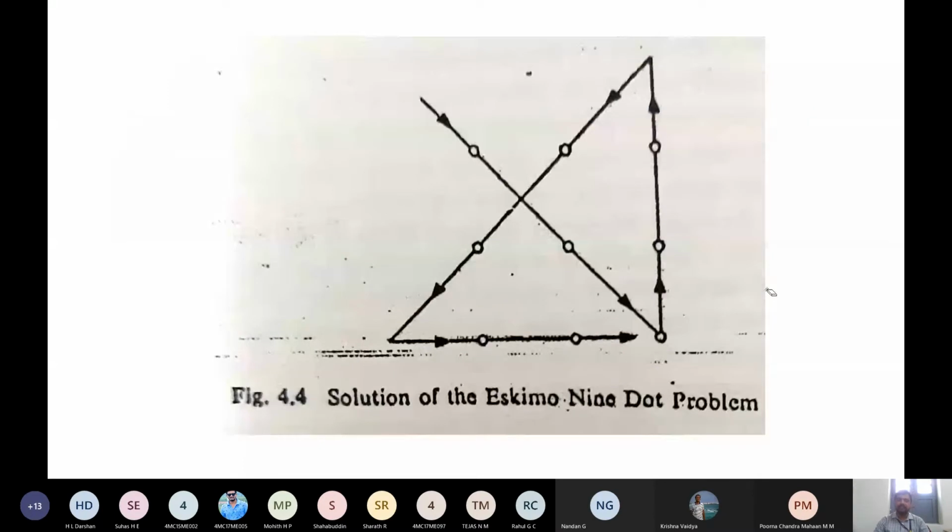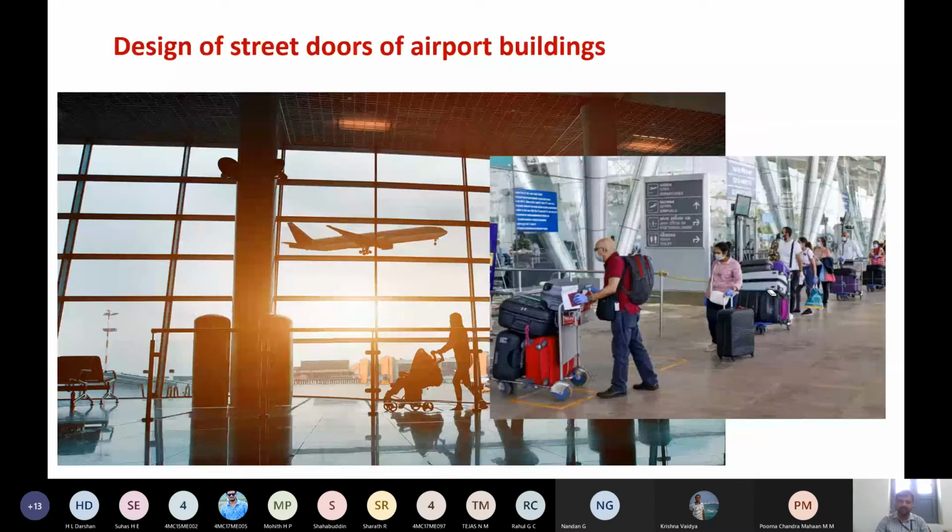Okay, next there is another problem. You can consider another example: design of street doors of airport buildings. Usually airport buildings are air conditioned, AC buildings, so you cannot keep the doors open. That will create more load on the air conditioning system. That's why doors should be kept closed.